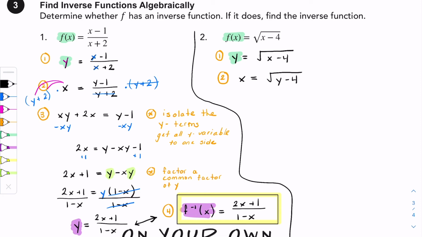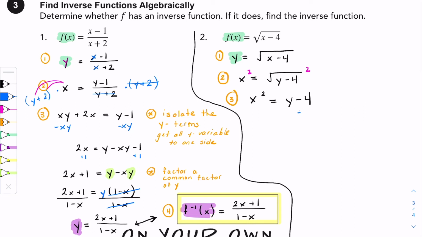I need to solve for y. Currently y is underneath the square root sign, so I need to get that out of the square root sign. The only way that we can eliminate the square root sign is to square both sides of our function. So this is step 3. When we square both sides of the function, we're left with x squared equals y minus 4.